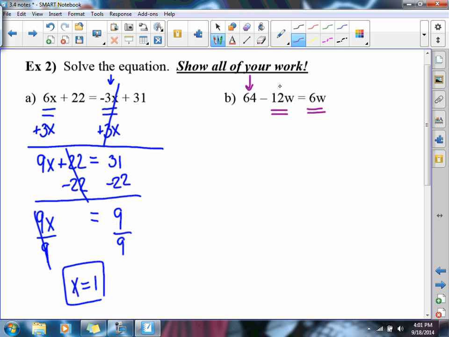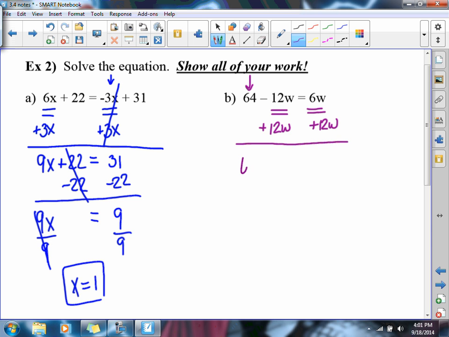So it would be very wise and intuitive to move the 12w over to the other side of the equation. Then I'll have all my w's on the right side. And this minus 12, or negative 12, is smaller than the 6w. So again, I'm going to pick on the little guy here and move him over to the other side. How I move him is I do the opposite. I'm going to add the 12w to both sides of my equation.